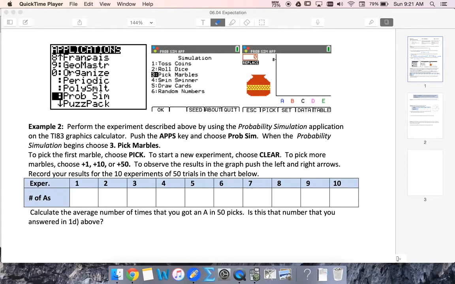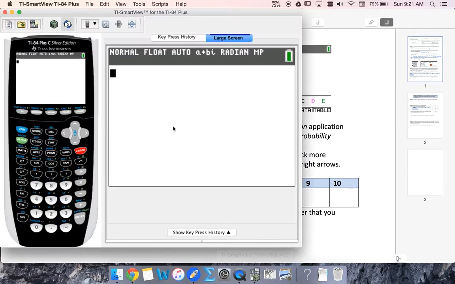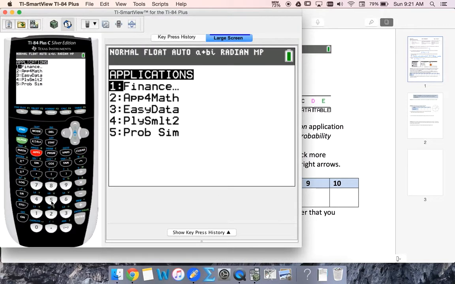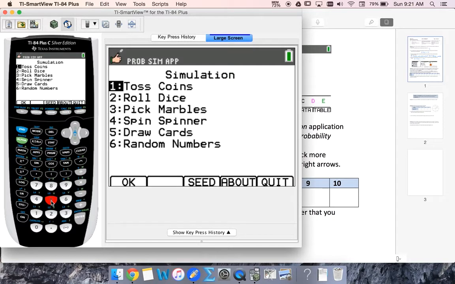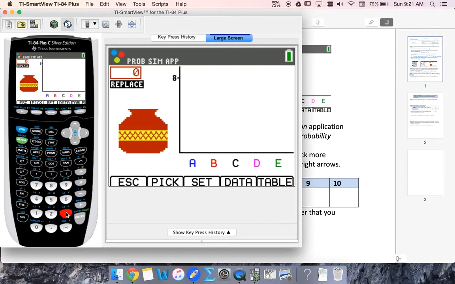All right, students, now we're going to run the simulation that we talked about in example 1. In this simulation, we're going to go to the ProbSim app in our calculator. So apps, ProbSim, and you might have to search for yours. We're going to pick marbles.